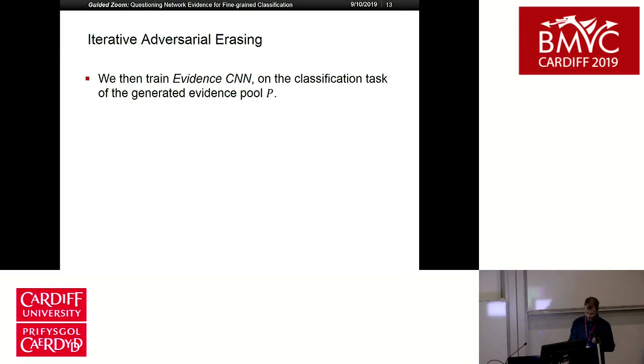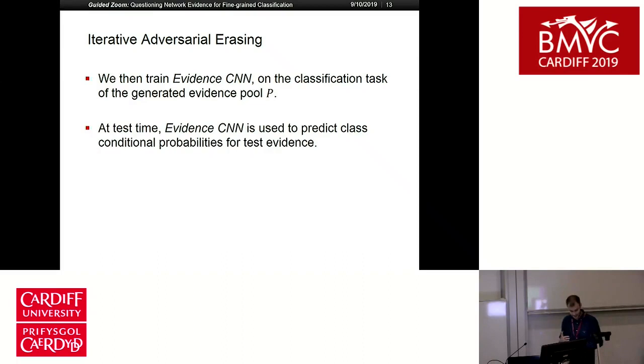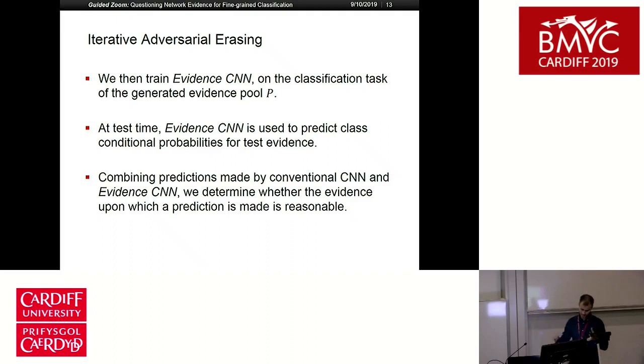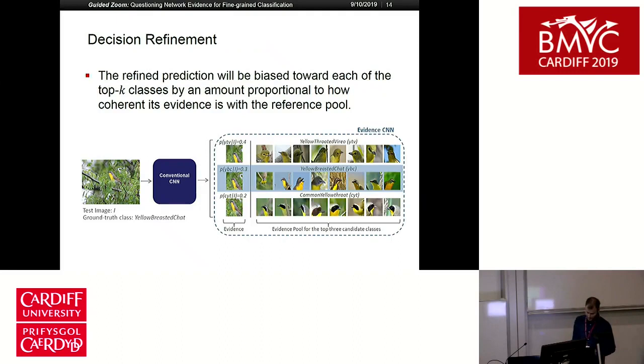So our pipeline is, first of all, we train the evidence CNN for the same classification task as the conventional CNN using this pool of patches. Then, in testing, the evidence CNN classifies the evidence extracted from the test images. This class conditional probability prediction is combined with the conventional CNN prediction to refine the top-one predicted class. The decision refinement, as I said, is simply a weighted combination of the conventional CNN prediction with the evidence CNN prediction. Here I have reported a practical example.